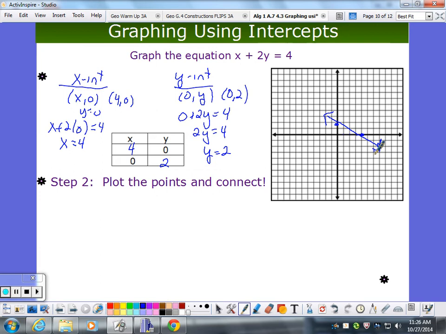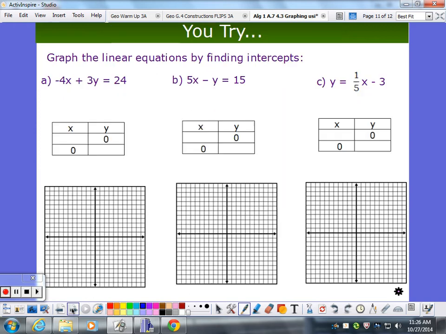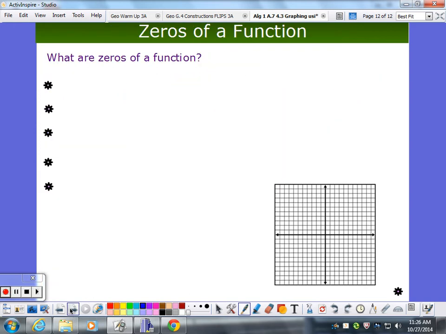Okay, what do you think? That's it. That really is all there is to it. These are your tries. I just want to talk about one other thing, and then we'll go back to your tries. I want to bring up some new vocabulary called the zero of a function.